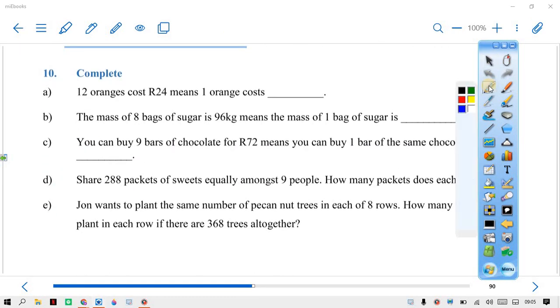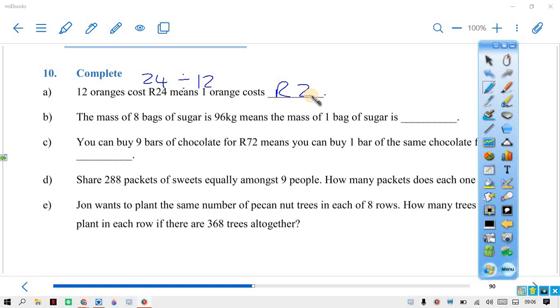There we go. Now I'll do A and I'll do E, and B, C, D, I'm going to explain to you so that you can do it on your own. Okay. So A says 12 oranges cost 24 Rand. This means 1 orange costs how much? You're going to say 24 divided by 12. Good, it's 2 Rand. So 24 divided by 12 is 2 Rand.